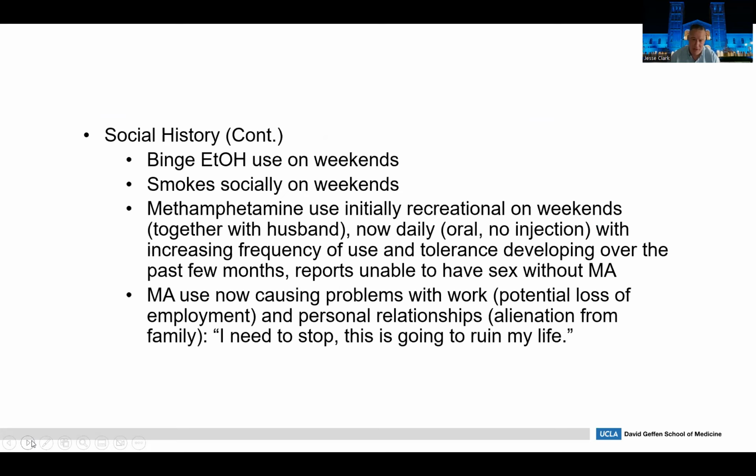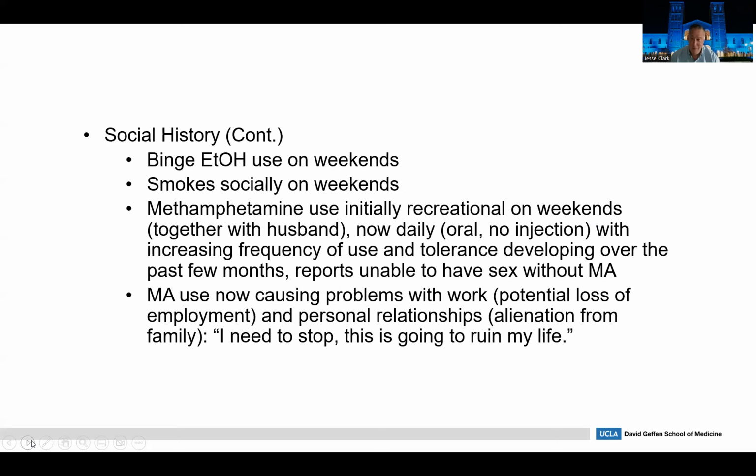Continuing with social history, he drinks alcohol. When you ask how often he drinks to get drunk, he says pretty much every weekend. He does smoke socially when he goes out to bars on weekends. His meth use was initially recreational, only on weekends as well, together with his husband at first. Now it's daily with or without his husband. It's only oral. He's never injected, but there has been an increasing frequency of use, and he finds he's been developing tolerance that he needs to get more meth to get the same high over the past few months.